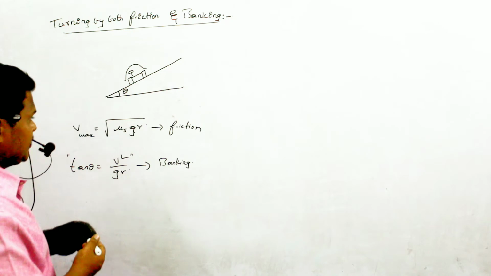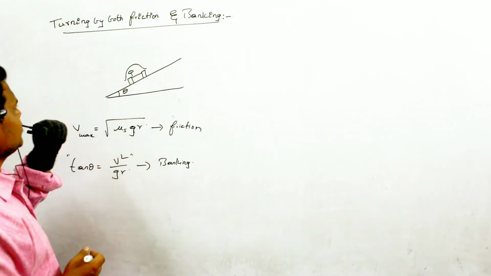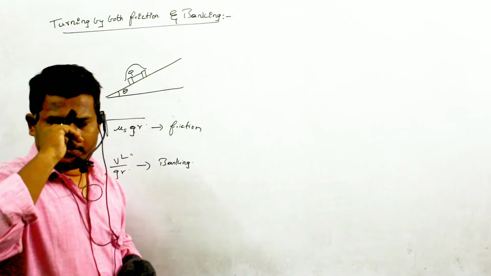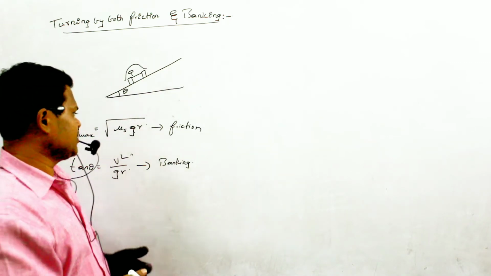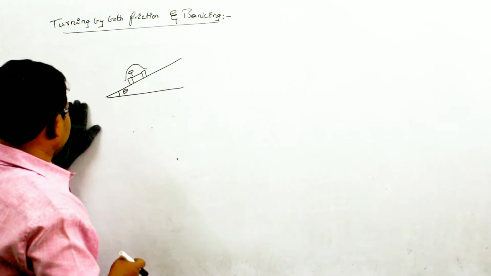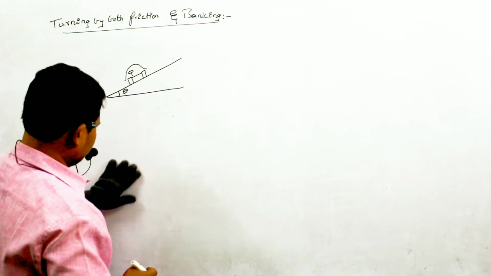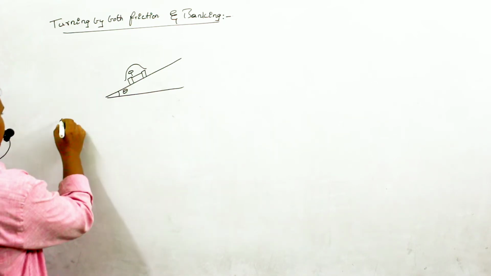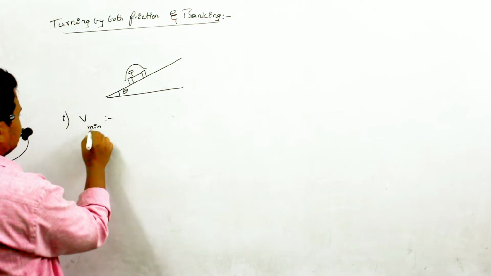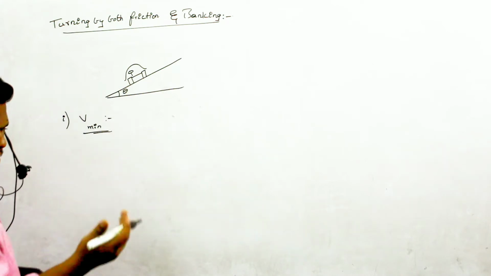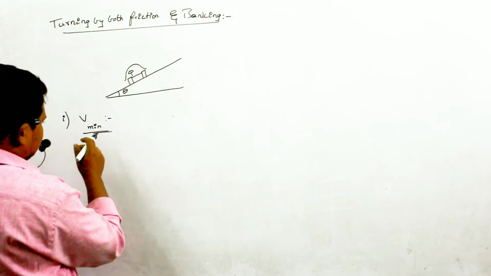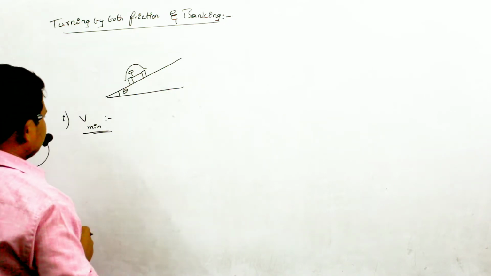Clear? So now we are going to study a practical situation where the car will take a turn when both these conditions are present, when friction as well as banking are both present. Let us see how we can solve this problem. In this condition, again we can have two conditions. One condition is the minimum velocity with which I can take a turn on this road, and the second condition is the maximum velocity with which I can take a turn on this road. So first let us consider the situation of minimum velocity here.